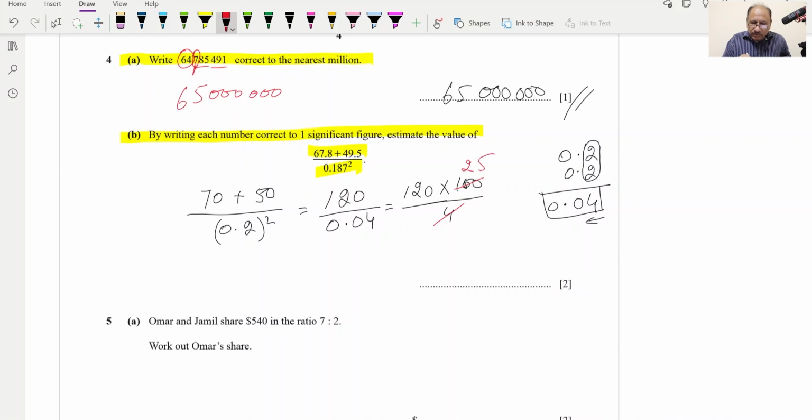So 120 multiplied by 25, we can check. 120 multiplied by 25 will be 25 zeros are 0, and 25 twos are 50, 0 and 5 carry, so 25 ones are 25 plus 5 will be 30, so it will be 3000. So this is equal to 3000 and our answer will be 3000. This is 2 mark part which we are done.